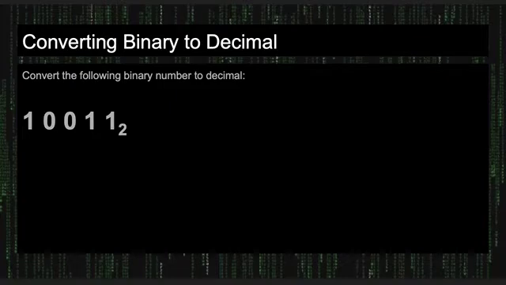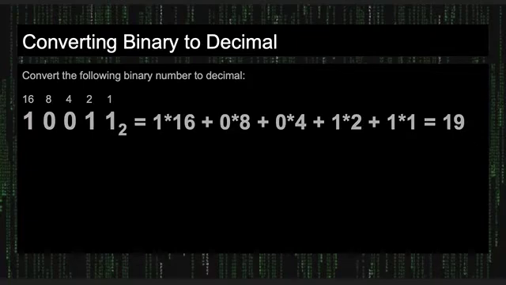Let's convert the binary number 10011 to decimal. If you remember how positional notation works, you should know that in order to find the decimal value of this number, we need to know what are the positional values of each digit. We can find them by raising the base to the power of the position of the digit, keeping in mind that the positions start from 0 and from the right side.